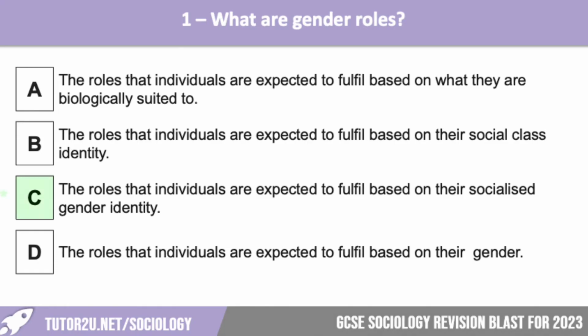Let's reveal the answer. It is C. So the roles that individuals are expected to fulfil based on their socialised gender identity. So the idea that we're socialising people to behave in a certain way.